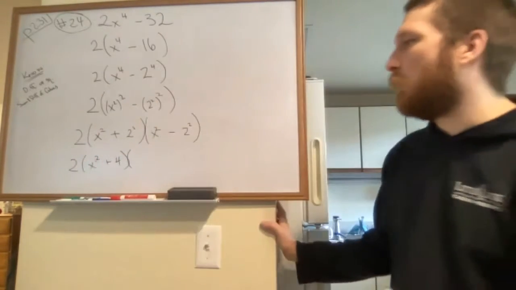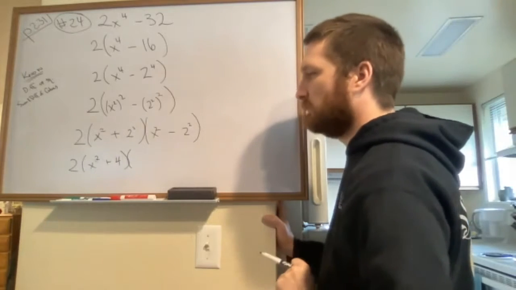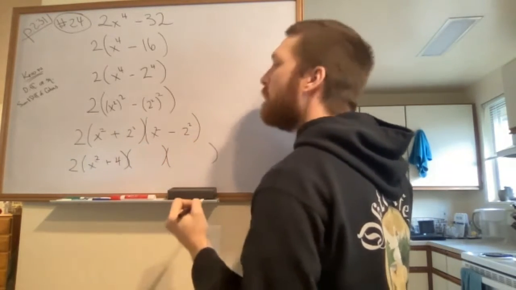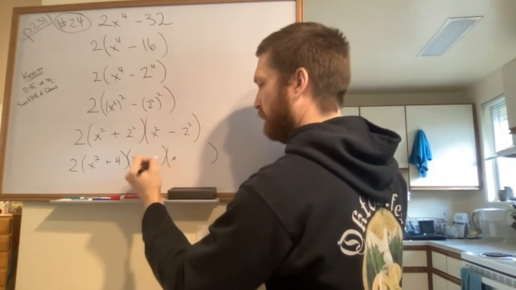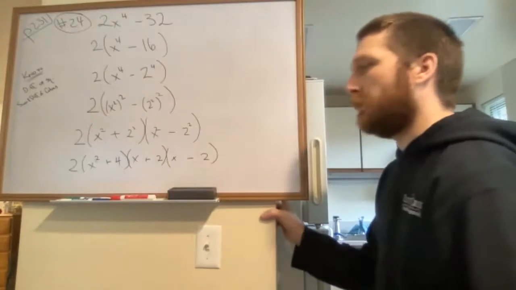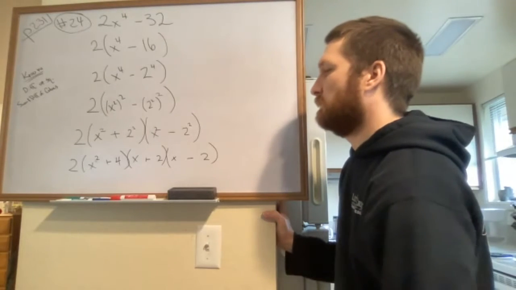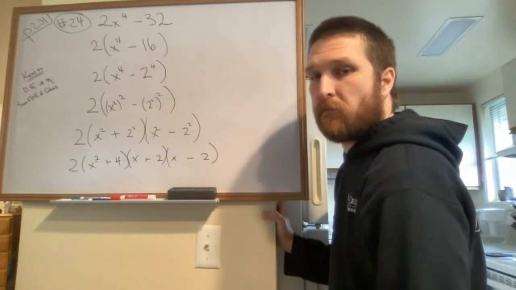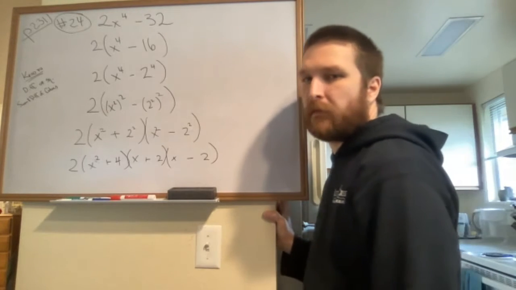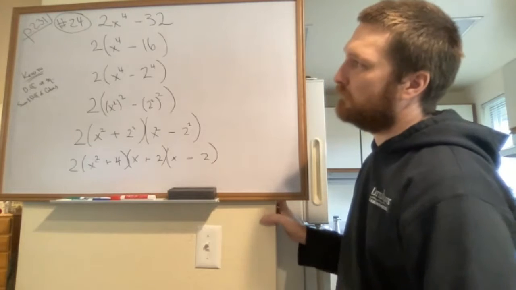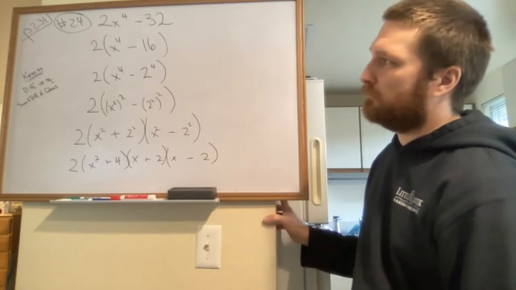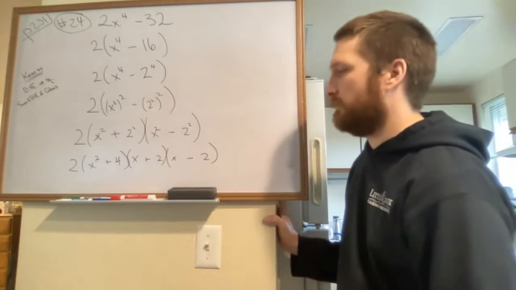Now what about over here? Then you have x and 2 in parentheses, x on each side and 2 on each side, and plus and minus. Are we factored completely? Hold on. x squared plus 4. Yes, we are.